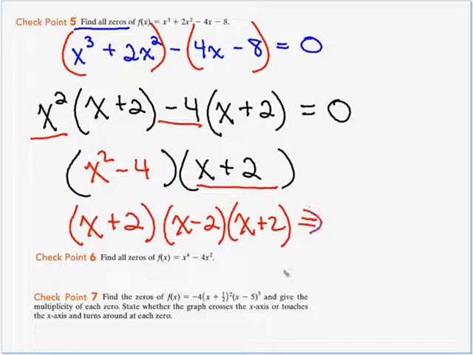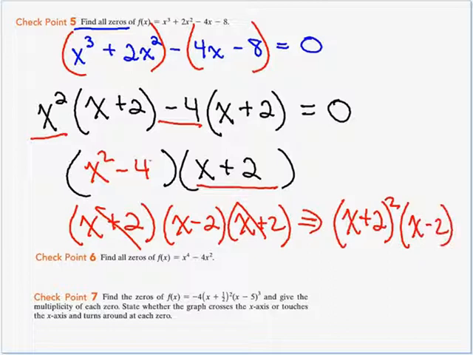So let's write it with multiplicity a little more obvious. The x plus 2 term is quantity squared, because we have 2 of them. And then we have x minus 2. So there's our zeros. x is going to equal positive 2, and x will equal negative 2 are the zeros of the function.